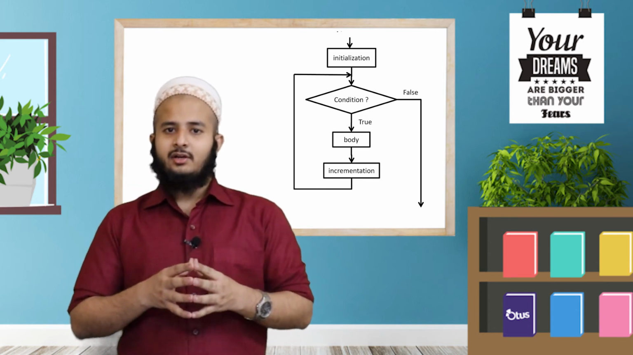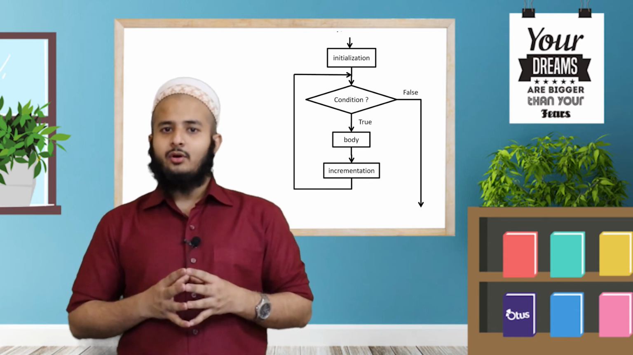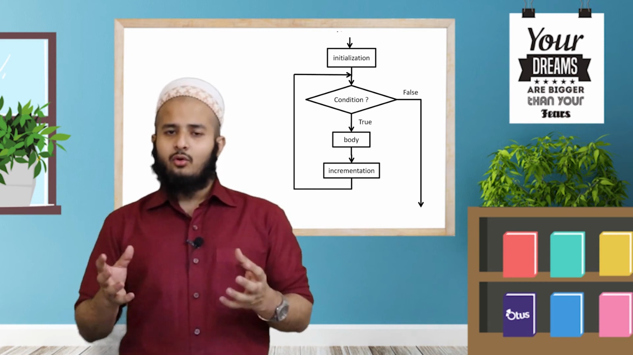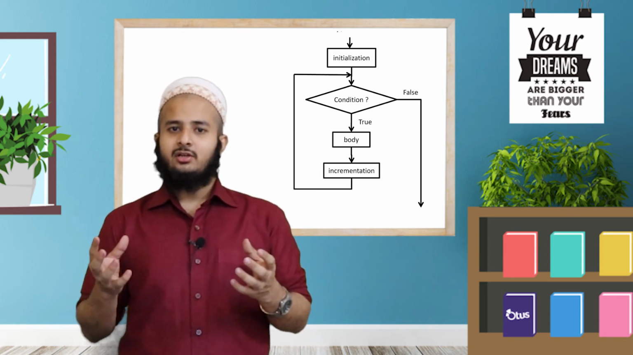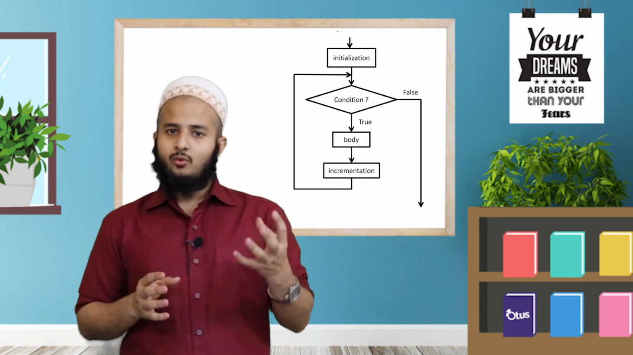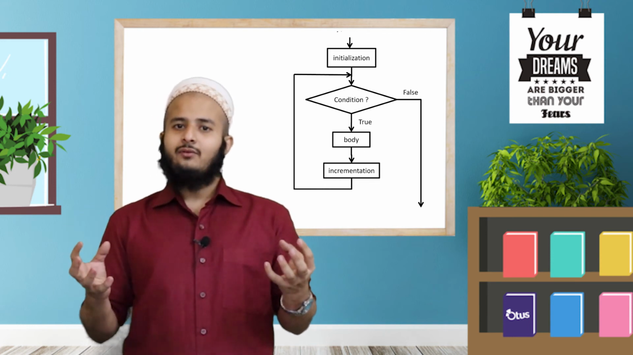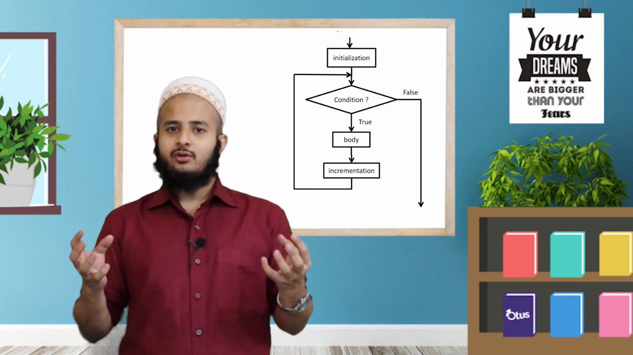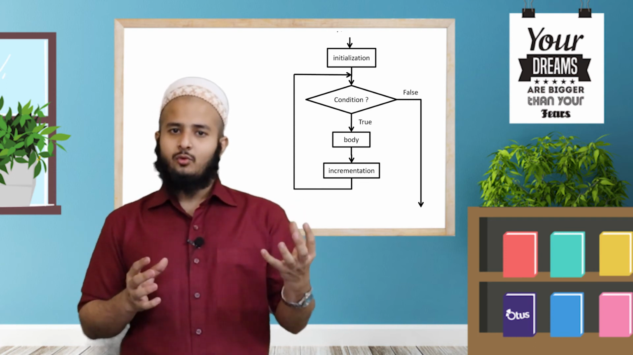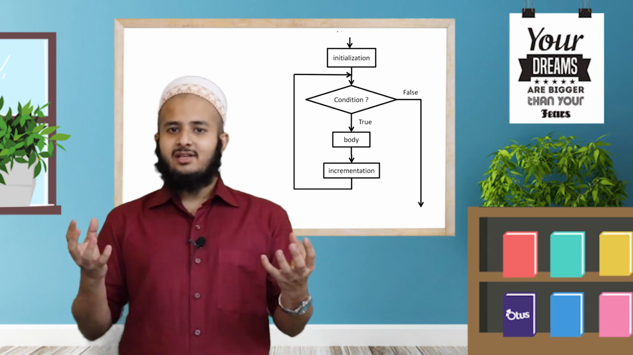Now we see the condition part. Here we have mentioned the condition that the counter value is less than or equal to 999. You can also mention the condition as the counter value is less than 1000. The conditions counter value less than or equal to 999 and counter value less than 1000 are equivalent.